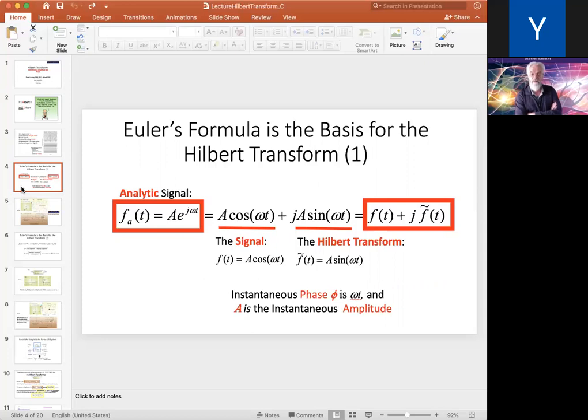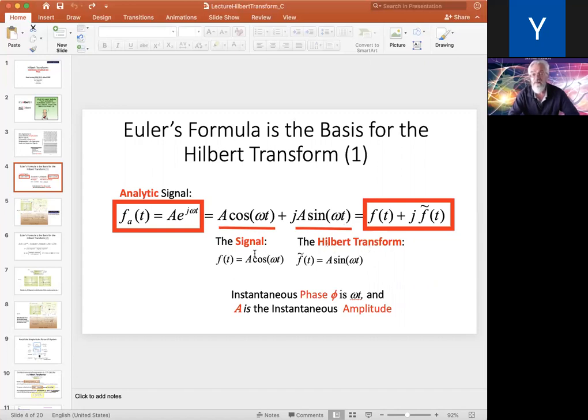So again, we're going to go for an example, and it is a pretty trivial example. It's a cosine wave. The cosine wave has an amplitude of A and a radial frequency of omega. We call that thing the signal, f(t). So what is the Hilbert transform of this particular signal? I'll explain later how we get to that. Actually, the Hilbert transform of A cos omega t is A sin omega t.